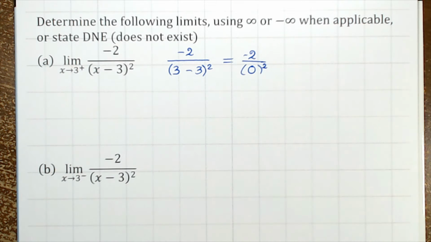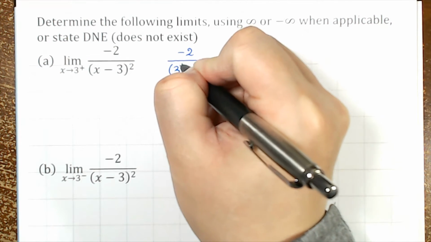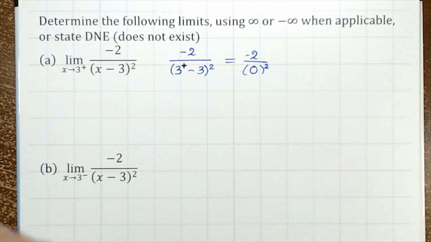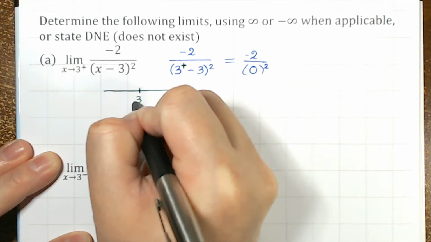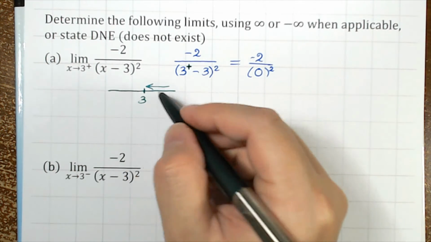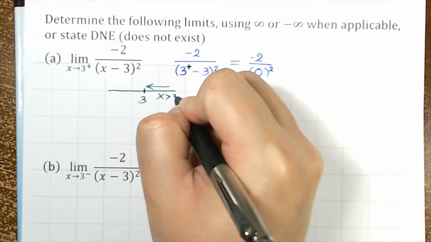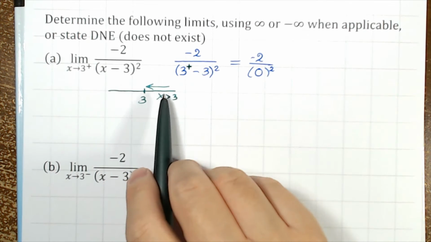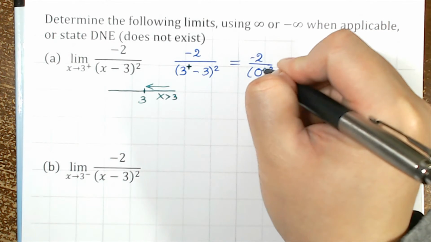Of course, we're not going to leave the answer like this. Notice that x here is going to be from the right hand side of 3. So what does that mean? If we draw it out, here we have 3, and it approaches from the right hand side. If approaching from the right hand side, whatever the number is, it is going to be greater than 3. Now if we have a number that is greater than 3, minus 3, it is going to be positive.